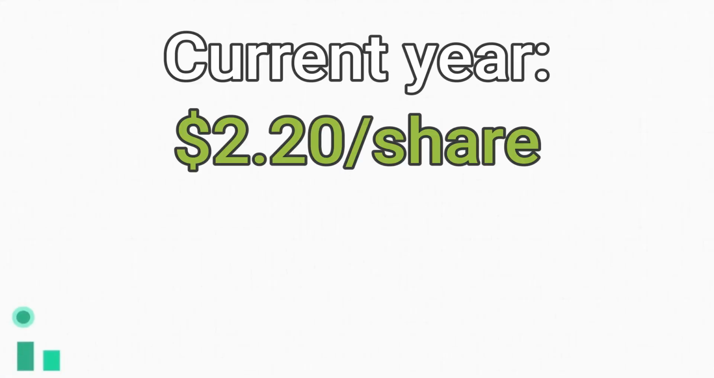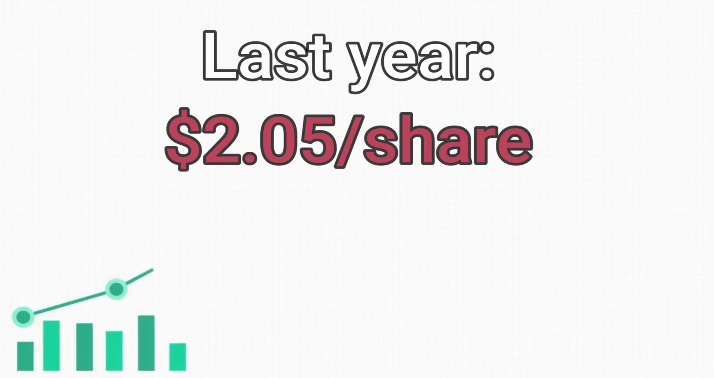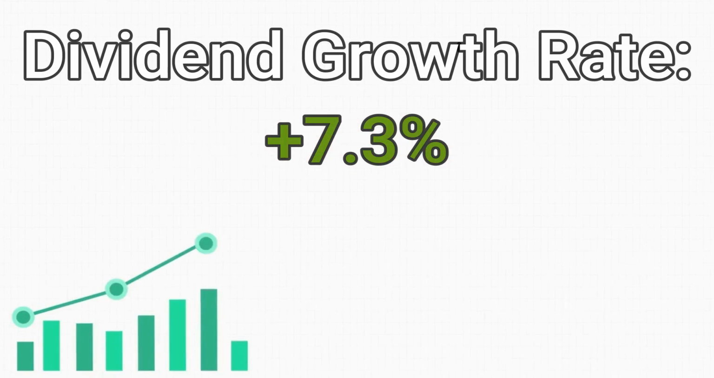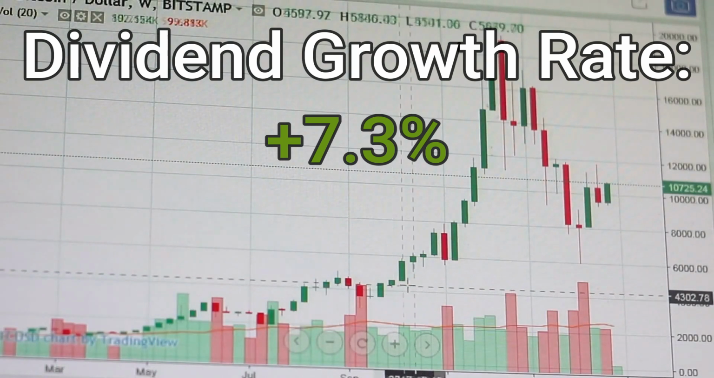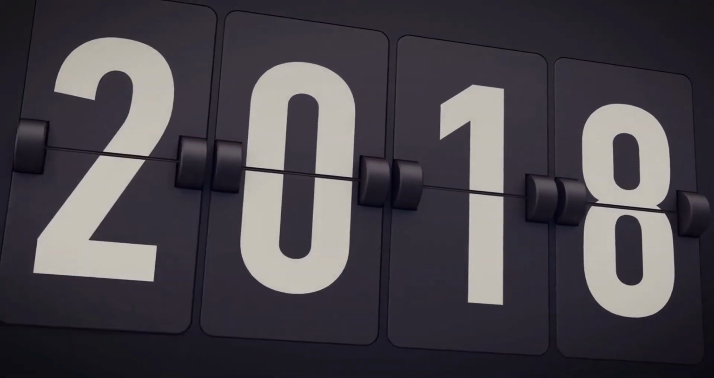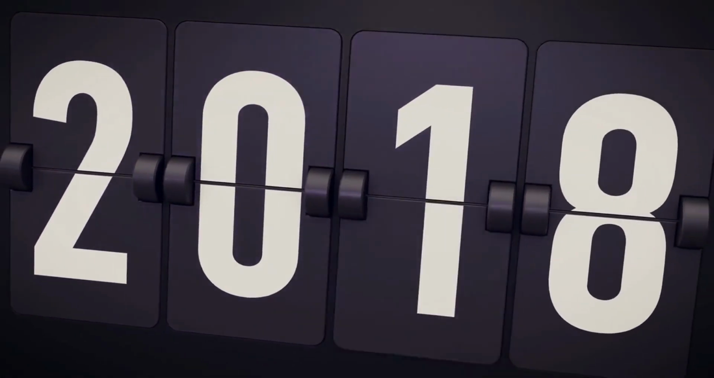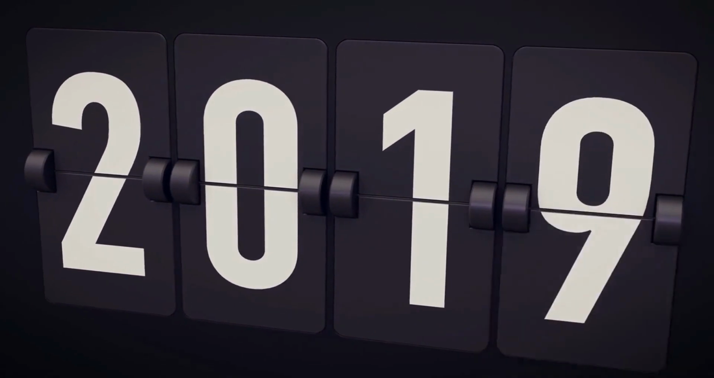For example, let's say a company's current annual dividend is $2.20 per share, but last year the company offered $2.05 per share. The dividend growth rate would be 7.3%. To find the dividend growth rate over a series of years, simply average the individual change in the dividend growth rate for each year in question.